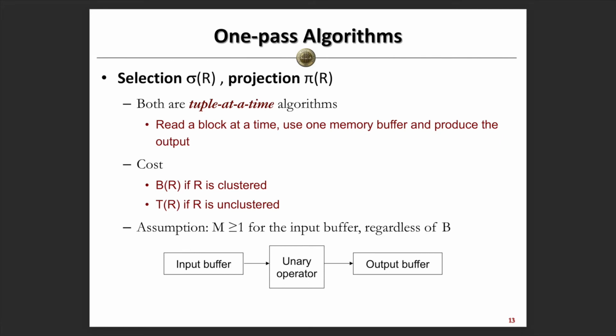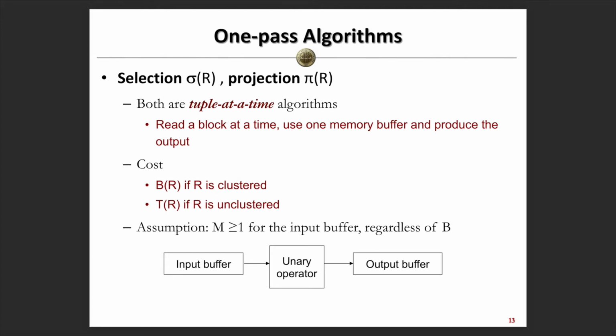Both of them can be implemented with a tuple-at-a-time algorithm. In other words, we can read a block at a time and use one memory buffer to produce the output. And we can read all the data we have into the memory, and then we can generate the output based on the memory.